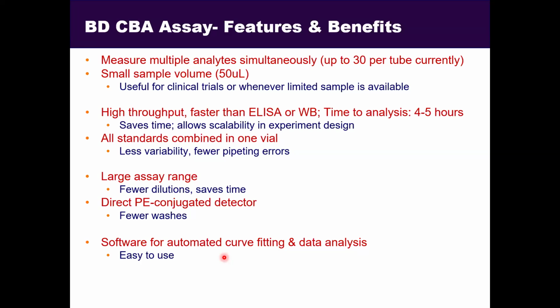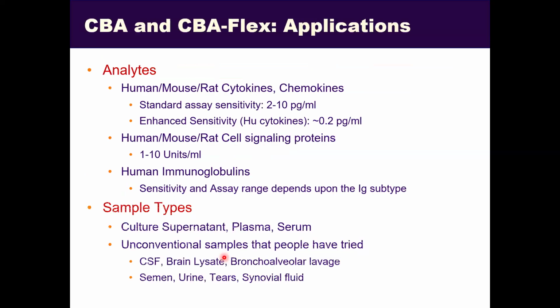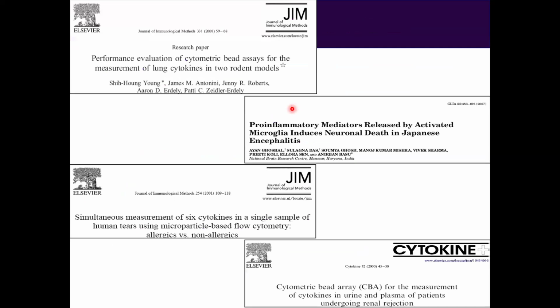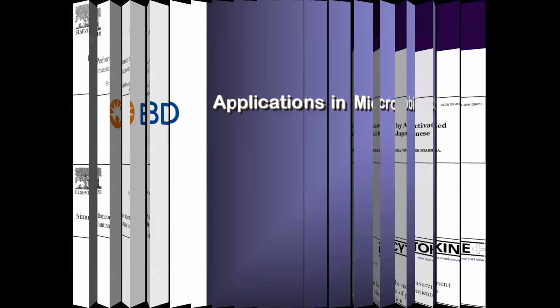Okay, and you don't need multiple vials, multiple things. In just one simple tube, you get all your standards done. You can go for standards from 2 to 10 picogram. Okay, these are the publications they have done using the CBA kit.